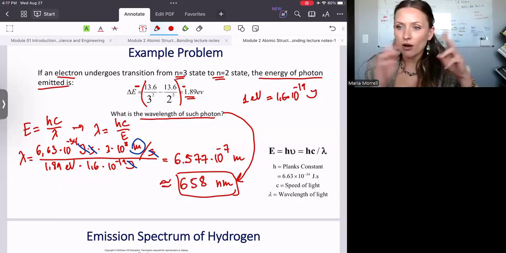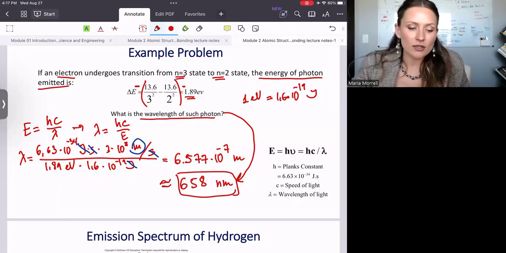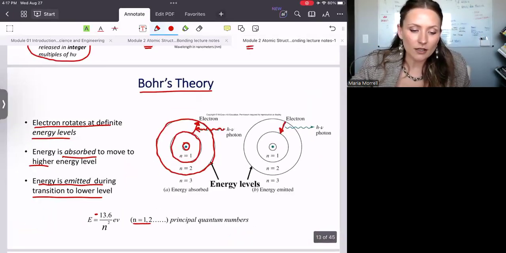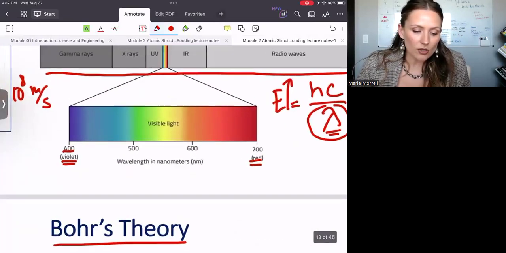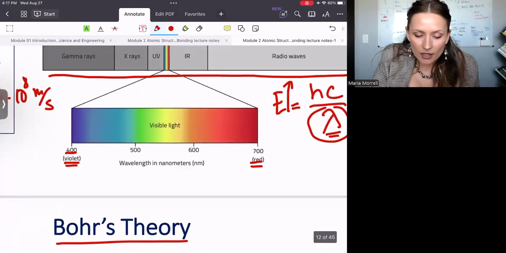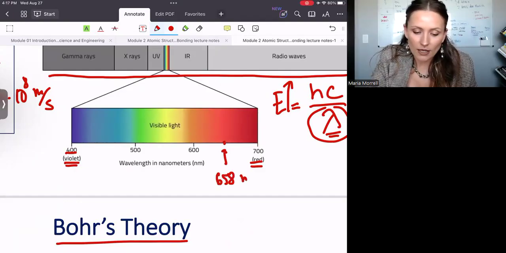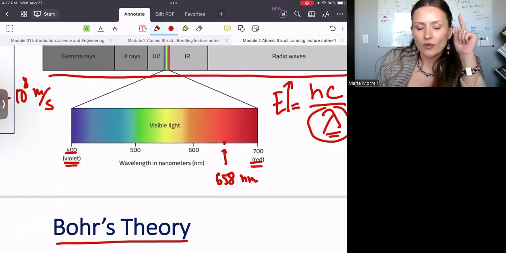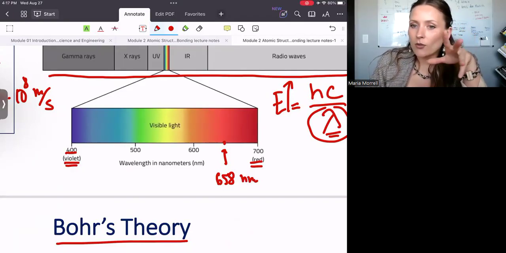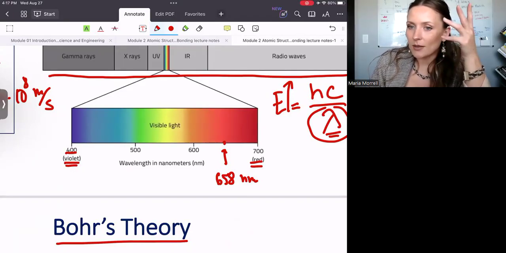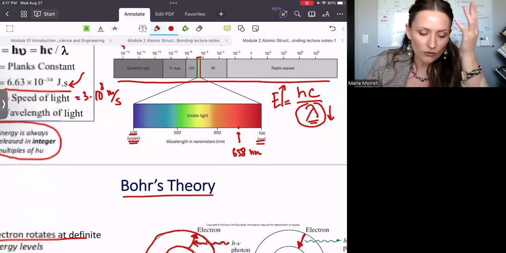Now, let's go back to that bar with the visible light, right? Because I wonder if we can identify the color. Okay, so if I look here, I am at 658. I'm somewhere in here, right? So somewhere in here, we have this 658 nanometers. So now let's go back to the question. I want you to first analyze the color. It's going to be some kind of a reddish tone, right?